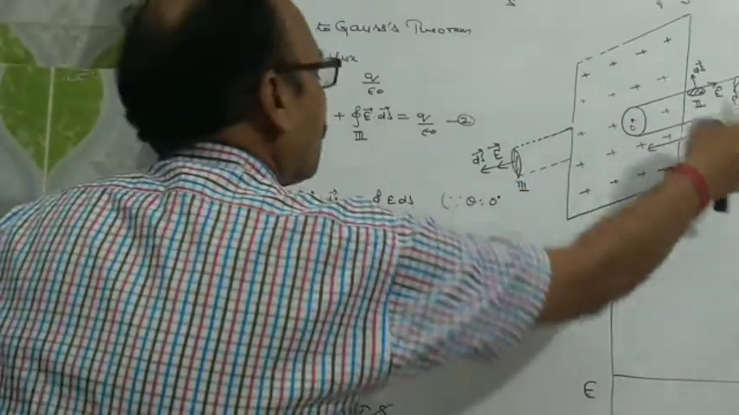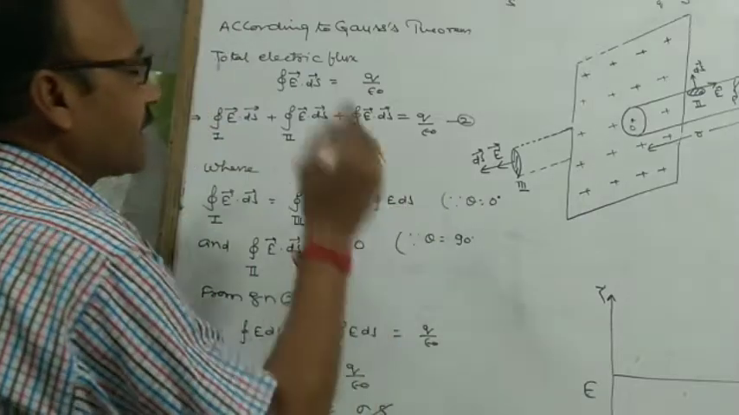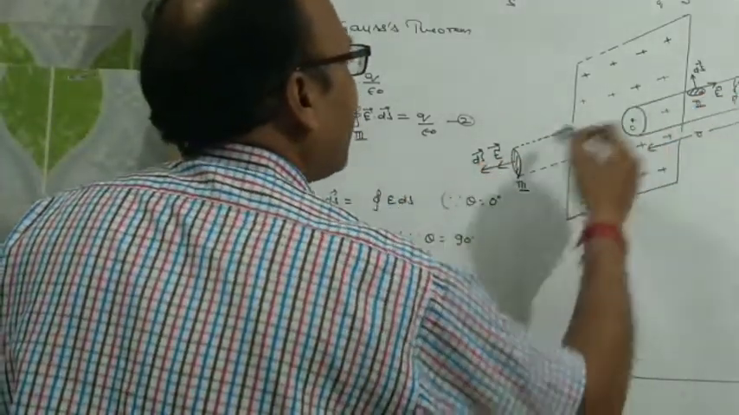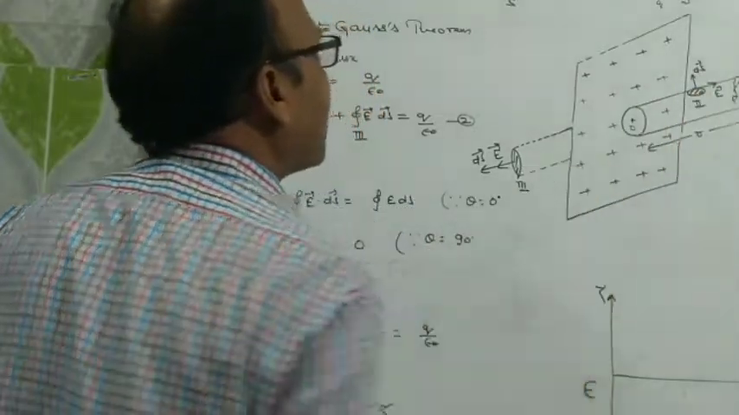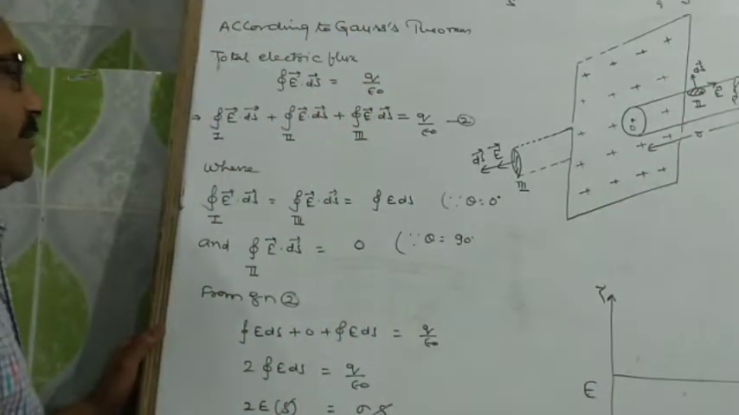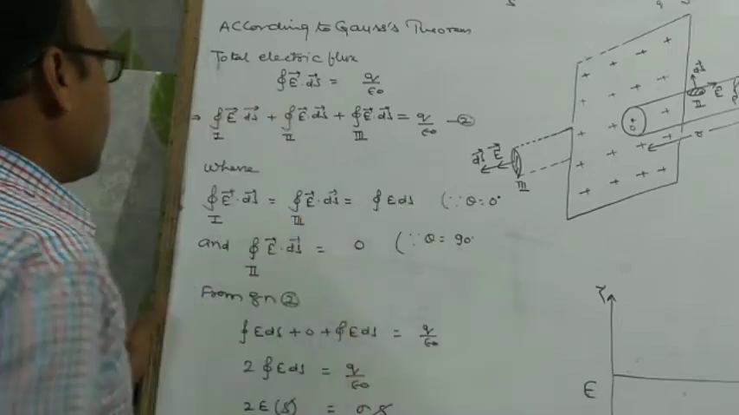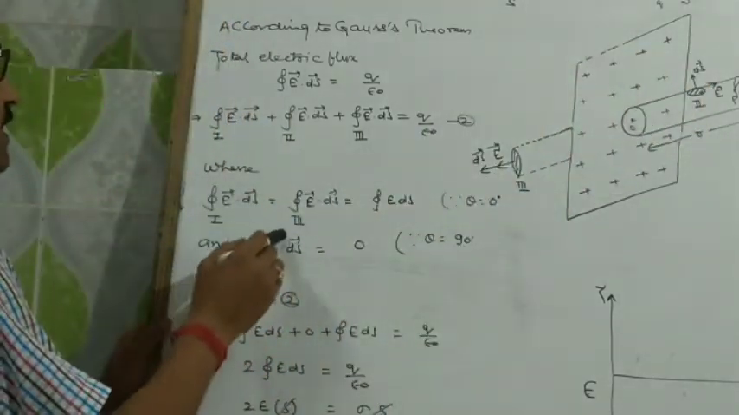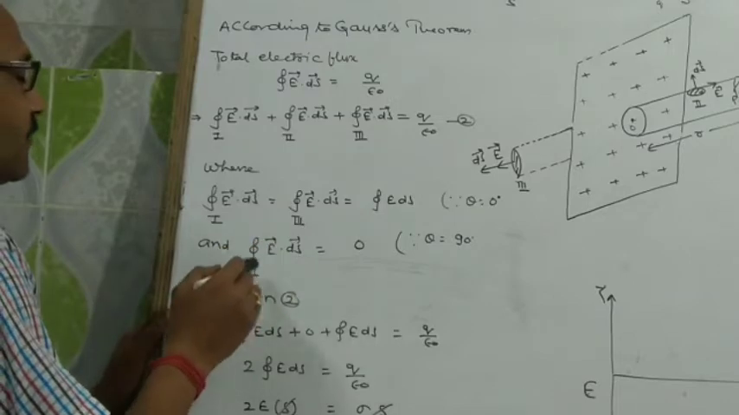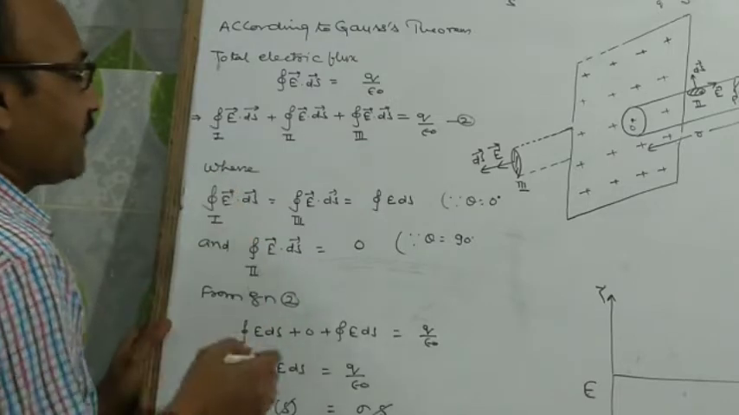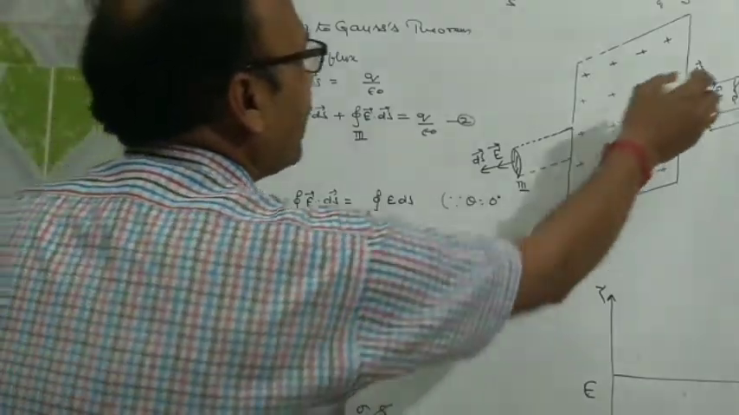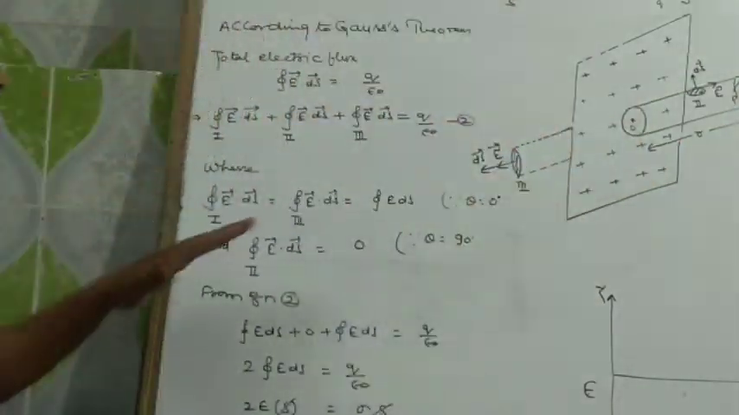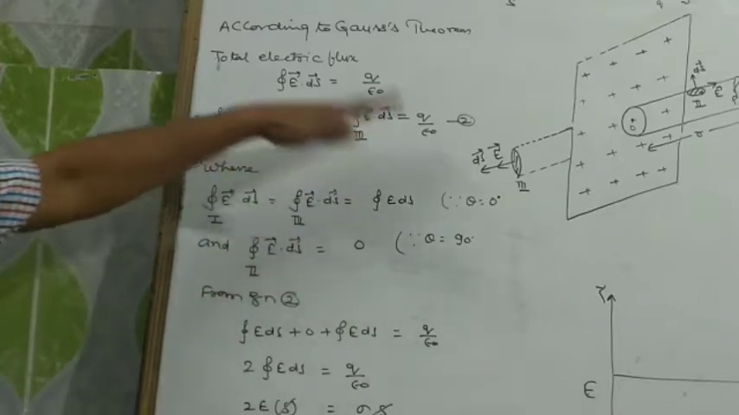These two are equal to E dS. Why? Because in both cases the angle between E and ds is 0 degrees, so it is equal to E dS. For the second case, the closed surface integration of E dot ds from the second surface equals 0. Why? Because both are perpendicular to each other. Put this value in equation second.